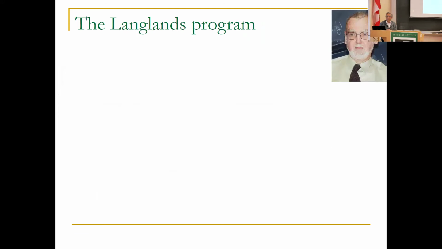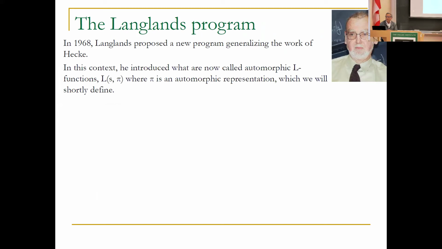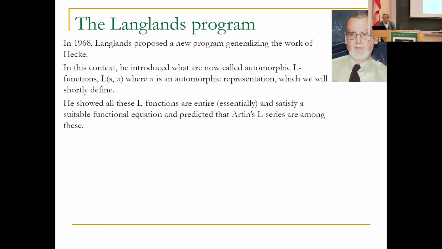Now, what's the Langlands program? Okay, so, all right. In 1968, Langlands proposed a new program generalizing the work of Hecke. And in this context, he introduced what are now called automorphic L-functions, L(s, pi), where pi is an automorphic representation, which we'll try to define shortly. He showed that all these L-functions are entire, essentially, and satisfy a suitable functional equation, and predicted that Artin L-series are among these. I mean, he didn't, his school, let's say, did it. I think Jacquet and Langlands did GL2, and Godement-Jacquet did GLn. So all these essentially are entire.